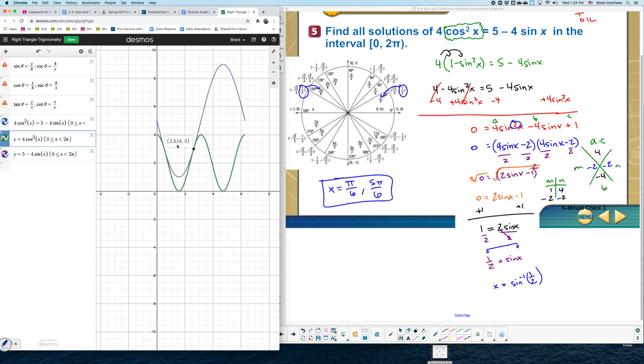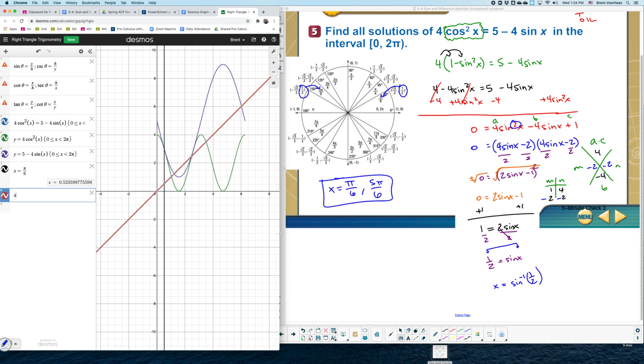Let me make sure I type this in correctly here. 4 cosine squared x and 5 minus 4 sine x. Yeah, it's strange how these solutions are not really cooperating. We think the answer should be at pi over 6, x equals pi divided by 6. There it is, right there.